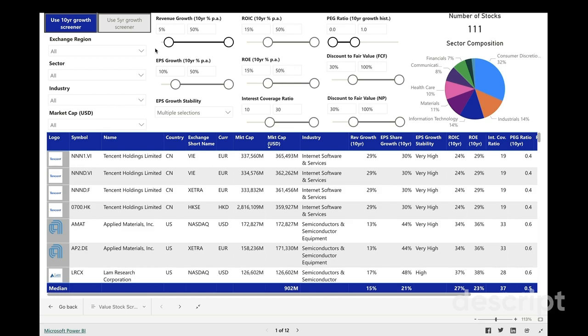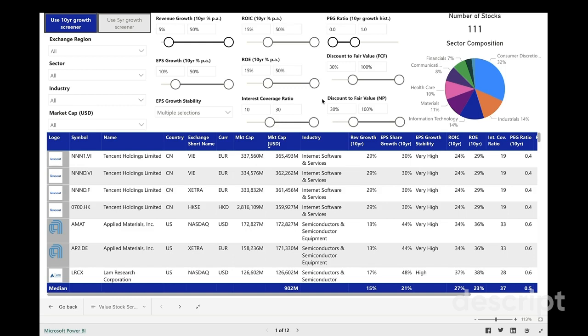The Value Stock Screener evaluates stocks using metrics like revenue growth, earnings per share growth stability, return on invested capital, return on equity, interest coverage ratio, price earnings to growth ratio, and discount to fair value. These metrics focus on aspects like financial health, business model strength, and fair valuation.